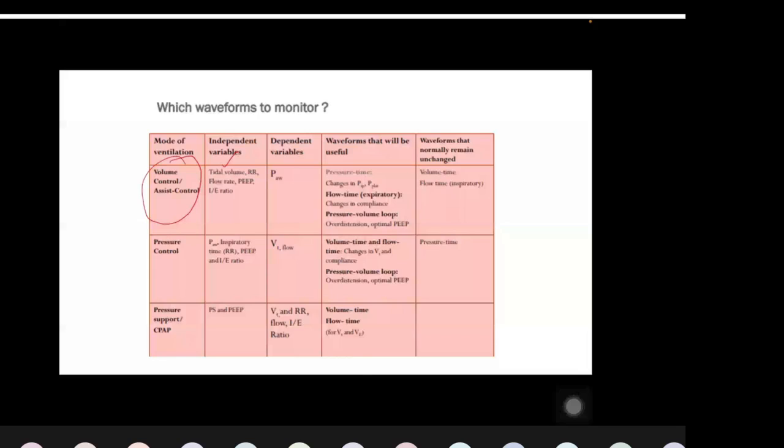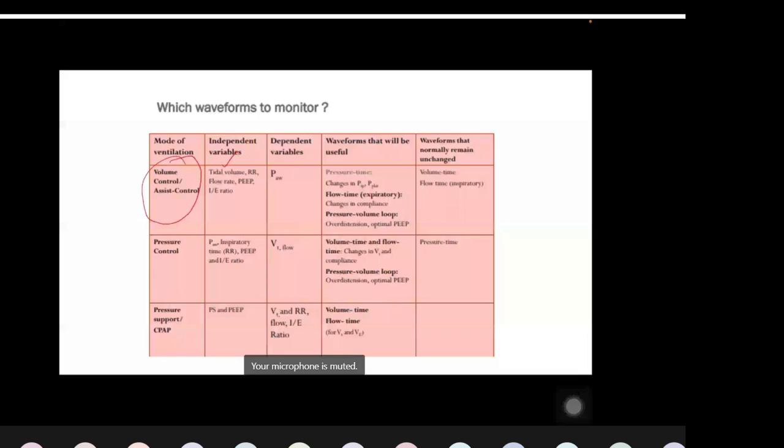In a pressure control mode, on the other hand, we will set the airway pressure, inspiratory time, PEEP, and I:E ratio. Depending upon the lung mechanics and the applied pressure, the tidal volume will change. The important waveforms to monitor in a volume control mode are the pressure time curve, the most important one, then the flow time curve and the pressure volume loop. These we have to monitor to assess the performance of the patient when connected to a ventilator.